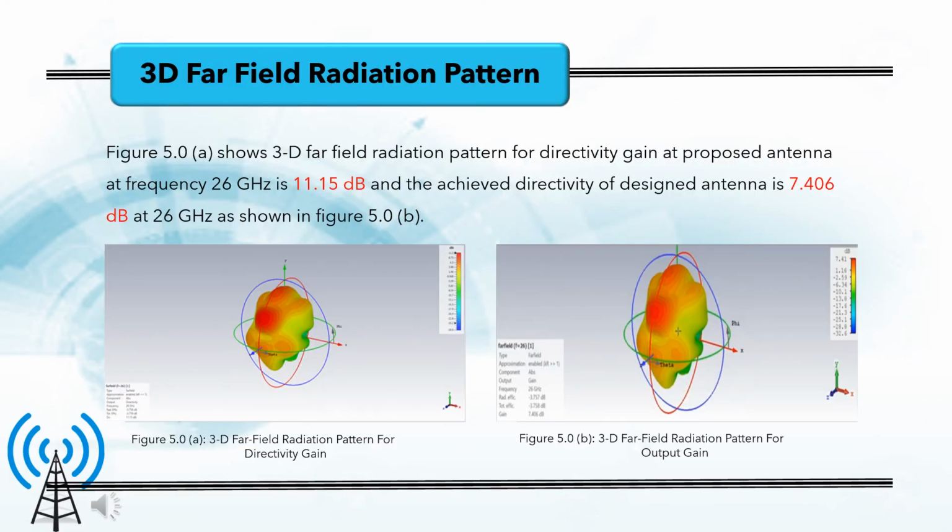3D far-field radiation pattern. Figure 5a shows the 3D far-field radiation pattern for directivity gain of the proposed antenna at frequency 26 GHz, which is 11.15 dB, and the achieved directivity of the designed antenna is 7.406 dB at 26 GHz as shown in figure 5b.